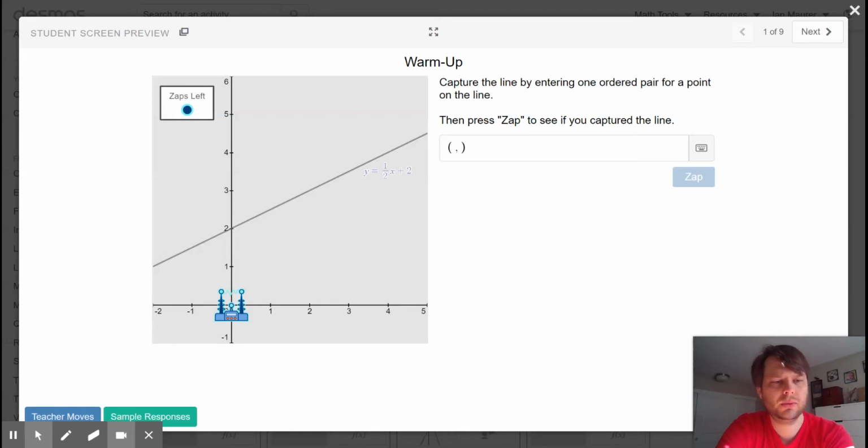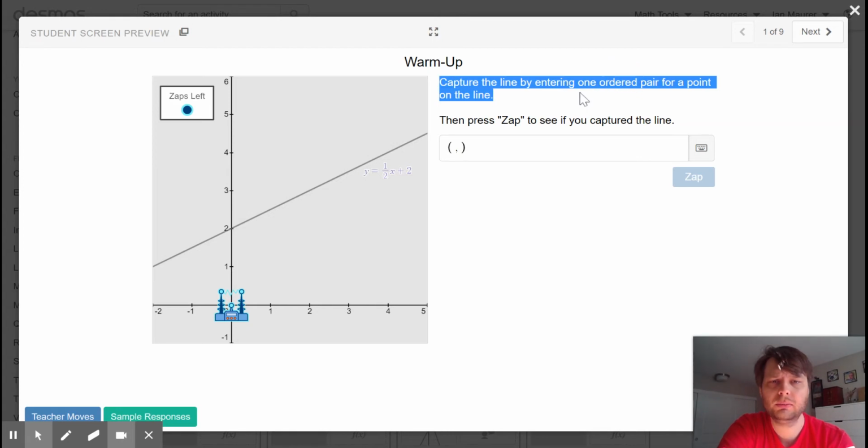All right, so some people had a little trouble with Line Zapper, so I'm going to go over the first couple slides and talk through my thinking and hope that'll help you. And then you should go back and try and do them yourself. So if you don't know how a Desmos thing works, just start by trying to type something random in, see what happens. Capture the line by entering one ordered pair for a point on the line.